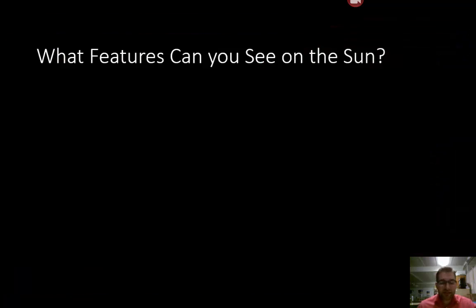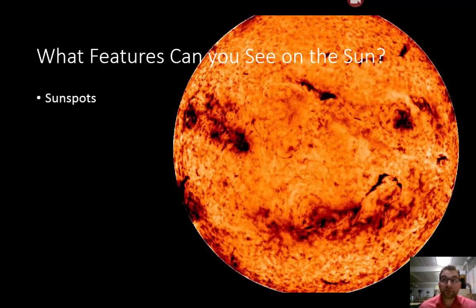So what features can you see on the Sun? For hundreds of years, scientists have used special telescopes to study the Sun. They have spotted a variety of features on the Sun's surface. Features on or just above the Sun's surface include sunspots, prominences, and solar flares.